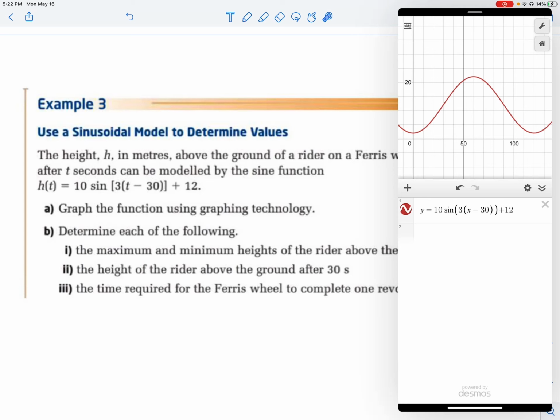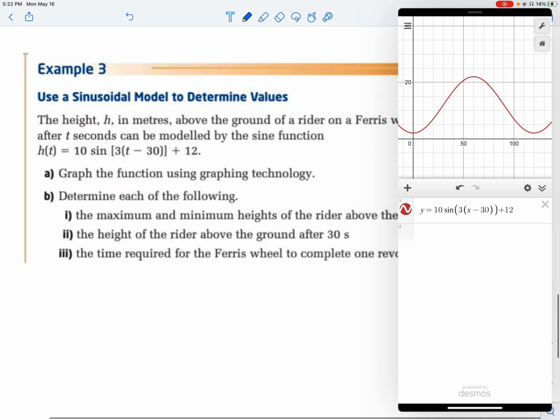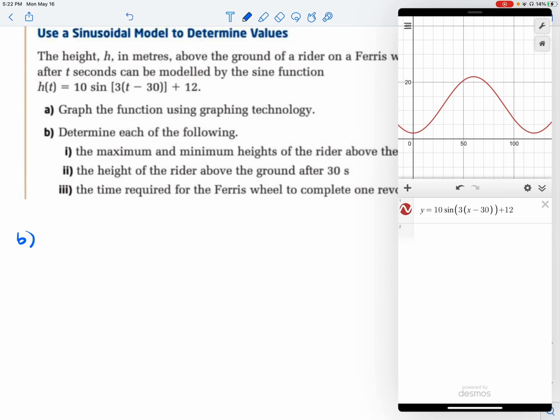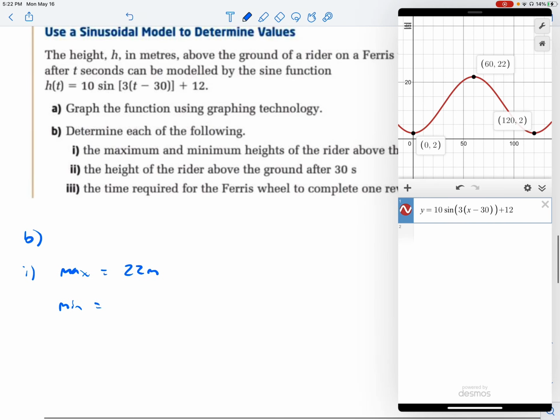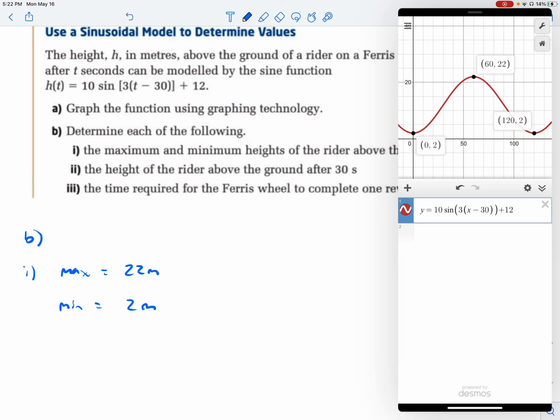Okay, let's start part B. It says determine each of the following. So the max and min. The max height, I can get that real easily on Desmos. It happens at 60 seconds. It's 22 meters. The minimum happens at 0, and it happens again at 120 seconds. The height is only 2 meters.